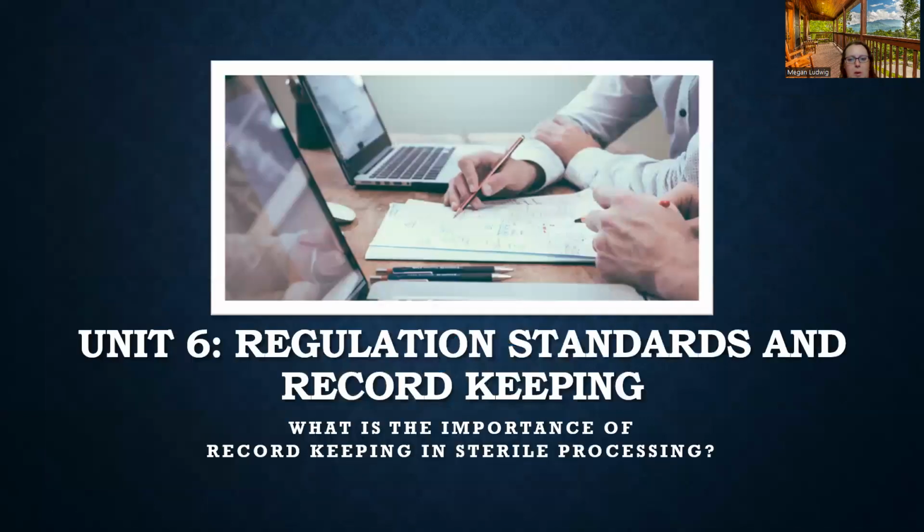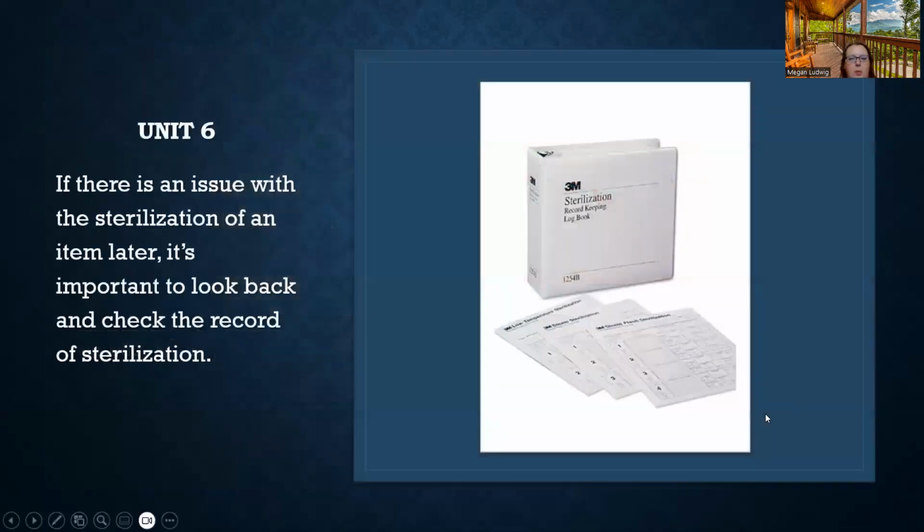All right, so let's talk about record keeping. What is the importance of record keeping in sterile processing? Why is this something that we have to talk about? Well, for one, the biggest issue really is if there's an issue with a sterilizer or a sterilized item later, it's important to be able to look back and check what happened. There should be a log, a record of anything that was sterilized.